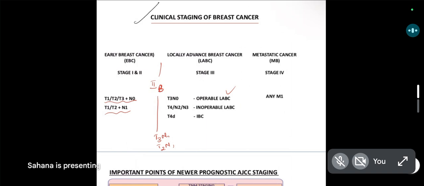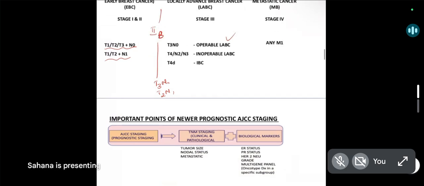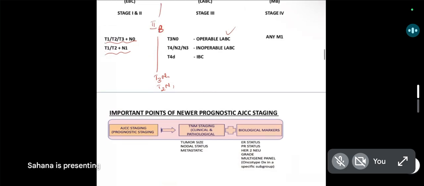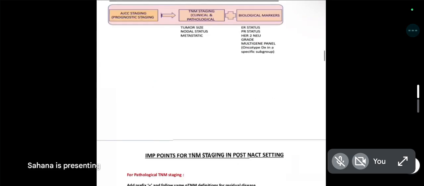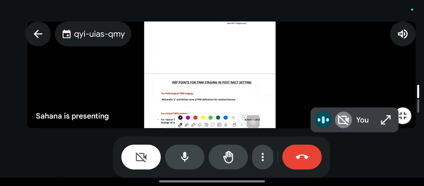I would rather say where neoadjuvant therapy is indicated, is a must. So they are not upfront operable. Then T4d, it is inflammatory, where you will never put your knife before giving neoadjuvant therapy for inflammatory breast cancer. Then coming to metastatic for any M+. Another point is prognostic. If inflammatory is proven, then however good the response, we should not do BCS. It is an absolute contraindication.